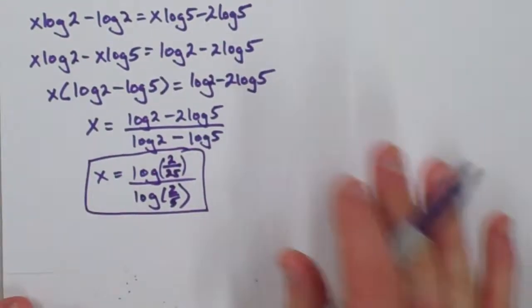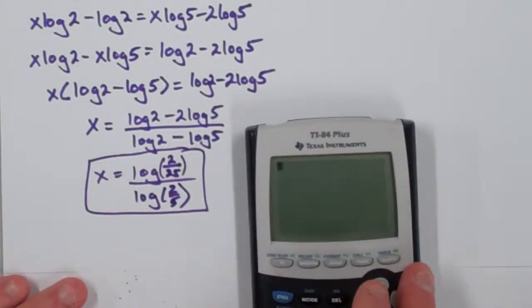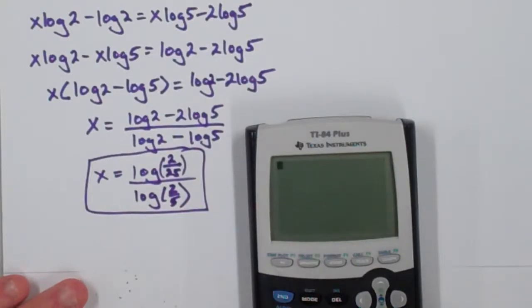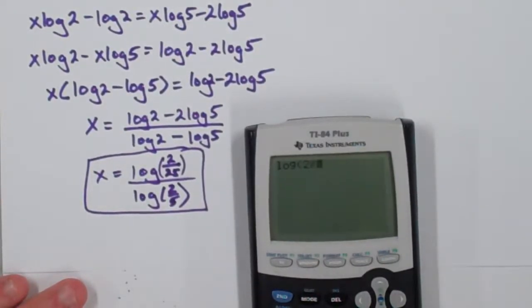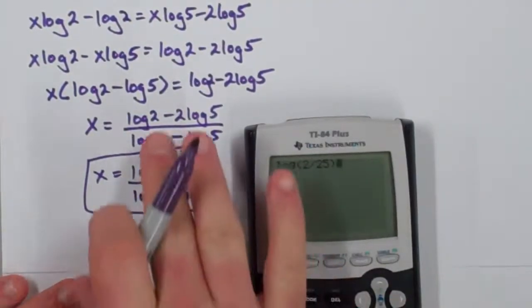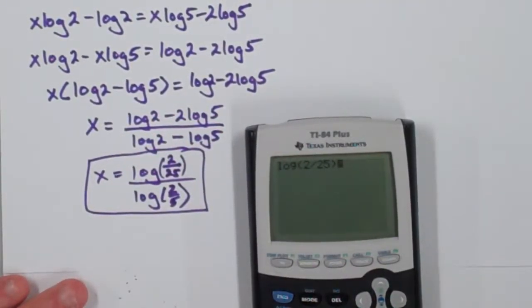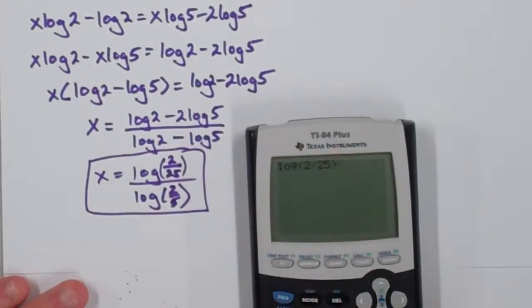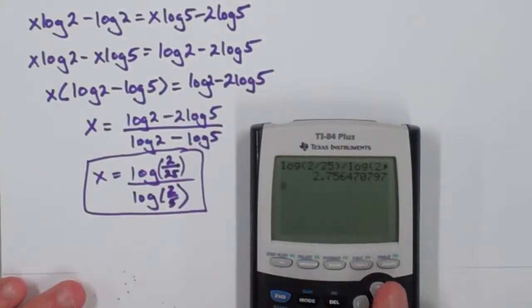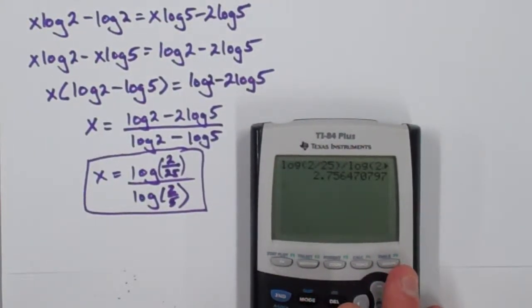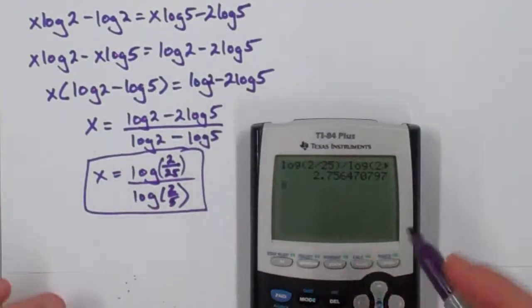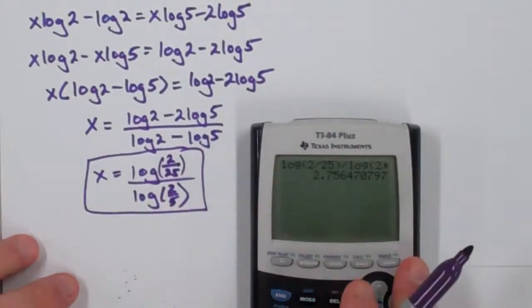To find our approximate answer, just go to our handy dandy calculator, and we will type in the log of 2 divided by 25, or if you prefer, you can go right back to this other equation up here, or expression on the right hand side, and then we're going to do log of 2 divided by 5 as well. And that should give us about 2.75, although there's a 6 on the end there, so we'll take that 5 and round it up to a 6.